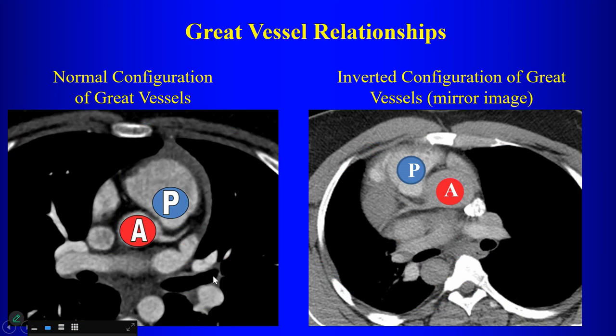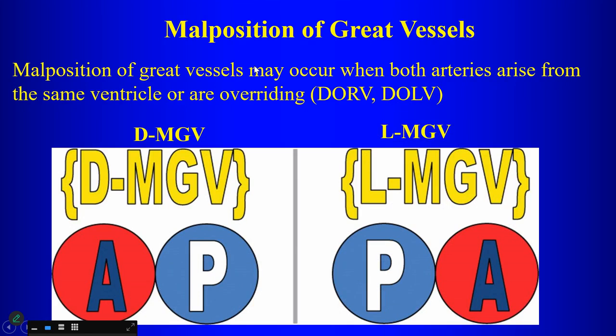Okay? And then on imaging, it's easy to tell the normal configuration, the pulmonary artery anterior to the left of the aorta. If it's inverted, the mirror image of normal, the pulmonary artery is still anterior, but it's to the right of the aorta. Okay? Now this term malposition, what does malposition mean? We tend to come across this. We talked about double outlet right ventricle, double outlet left ventricle. So malposition usually means that both great vessels arise from the same ventricle, and they tend to be side by side as opposed to anterior posterior. So if we have that, we call that malposition.